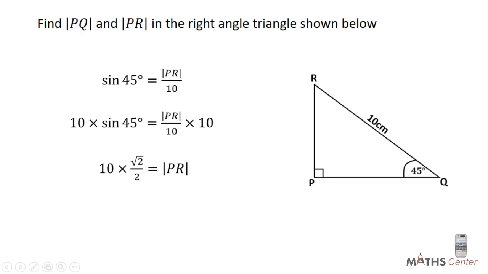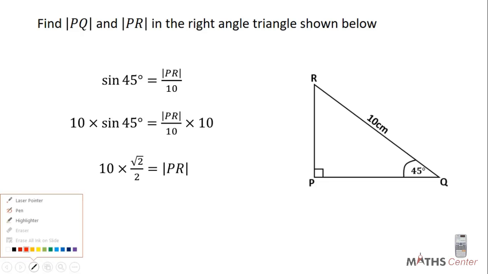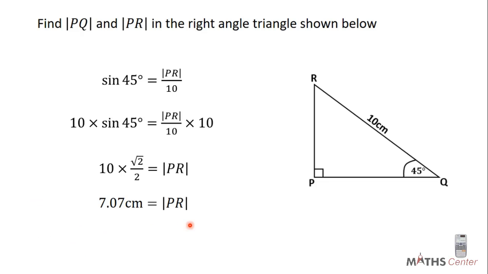We need our answer in decimals, so we are going to have 10 times square root of 2 divided by 2, and that will give us, in decimals, 7.0716. I'll leave my answer to 2 decimal places, so PR is equal to 7.07. The unit is centimeters, so 7.07 centimeters.